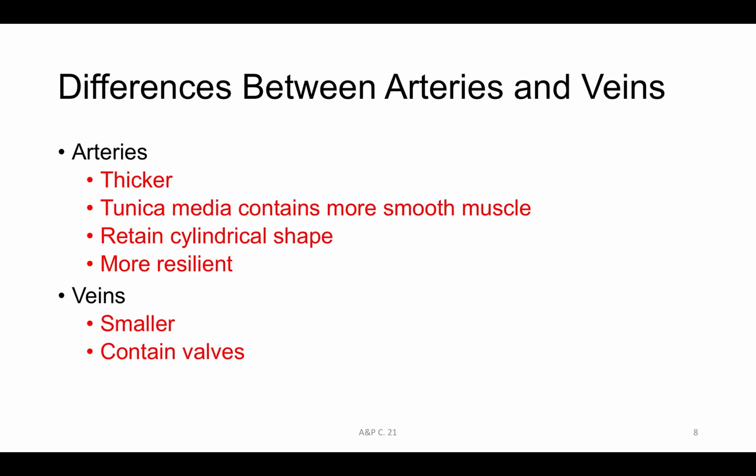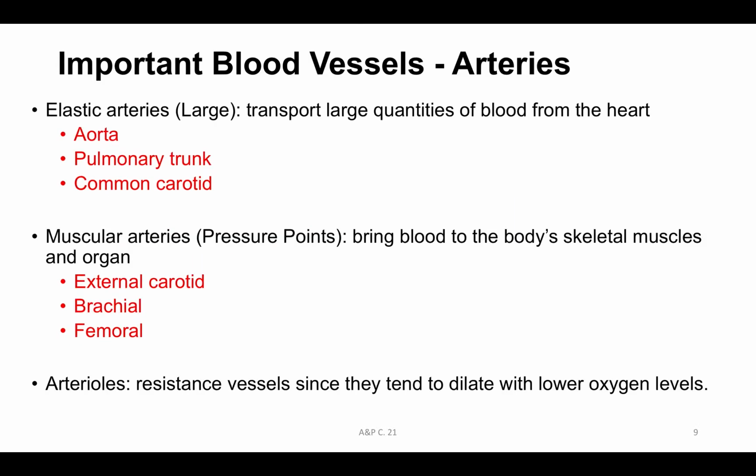Then we looked at the differences between arteries and veins. Our arteries are going to be thicker. Like I said, the tunica media is thicker, so it's containing more smooth muscle. They retain their shape better and they're a little more resilient, where our veins are smaller and they contain valves.